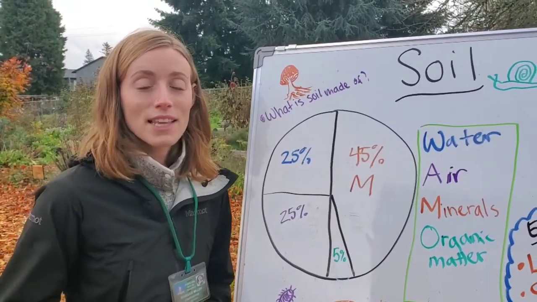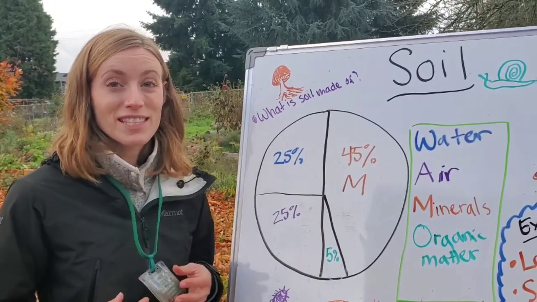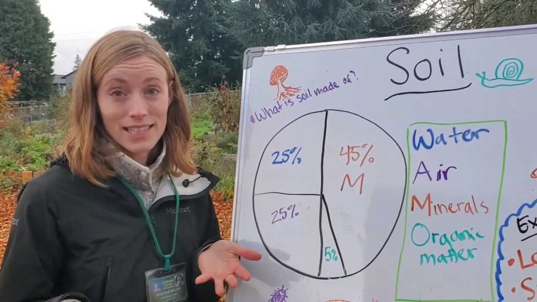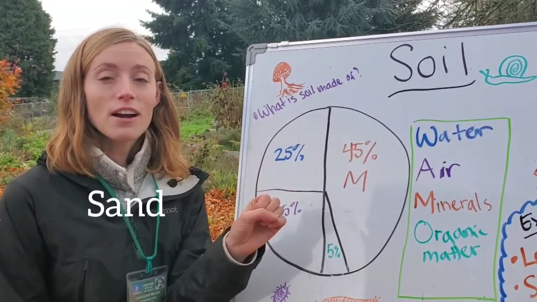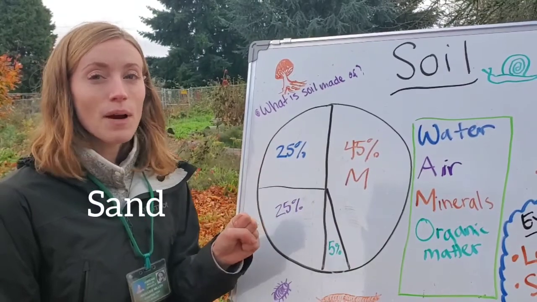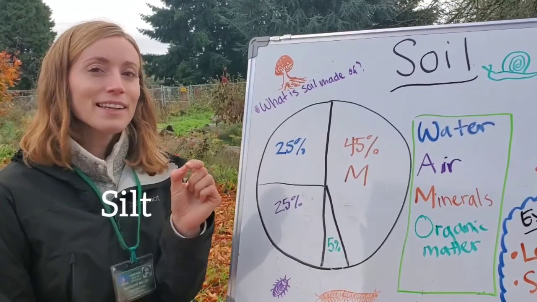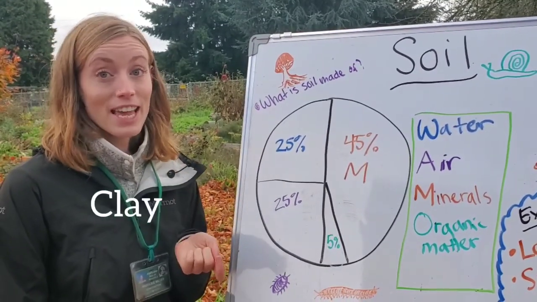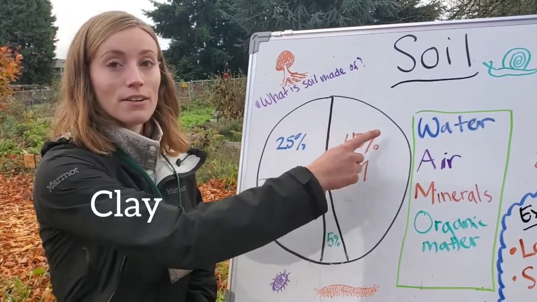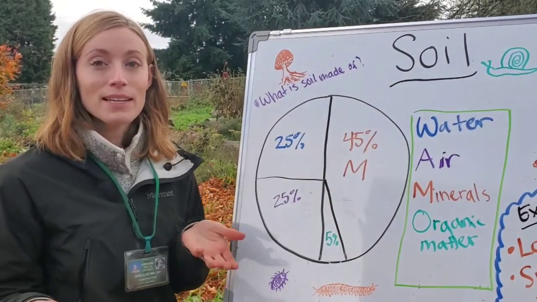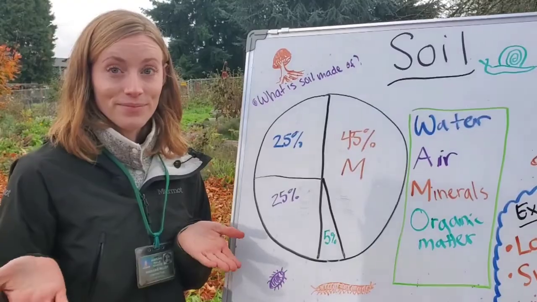The tiny rocks that are in soil are usually different sizes, and we have names for those sizes. Big particles of rock are called sand, slightly smaller is called silt, and the tiniest particles are called clay. So within the minerals part of soil, you will have a mix of sand, silt, and clay.